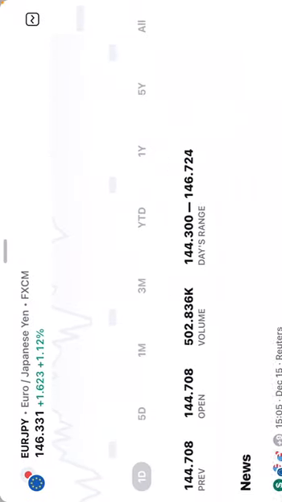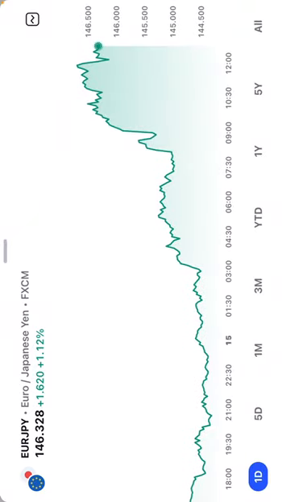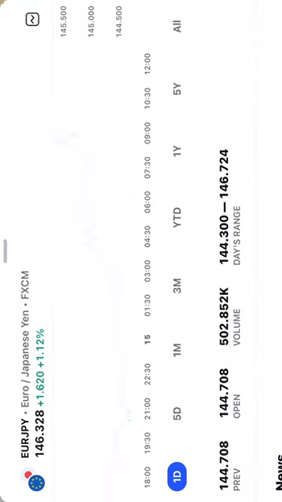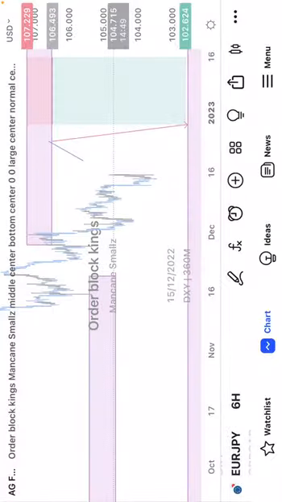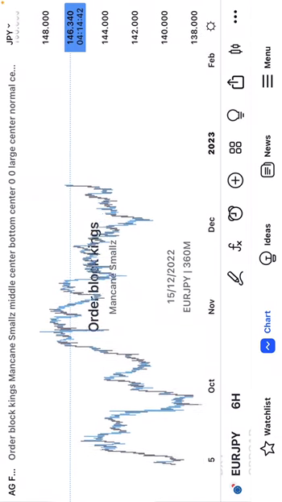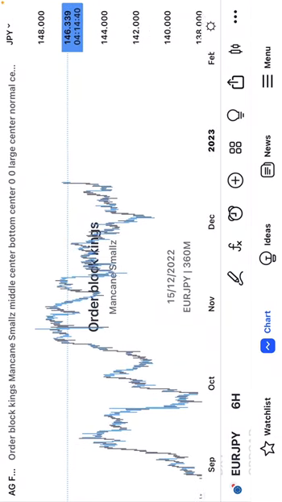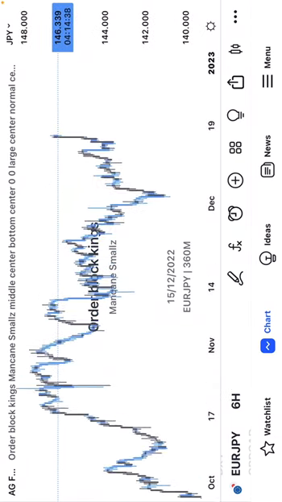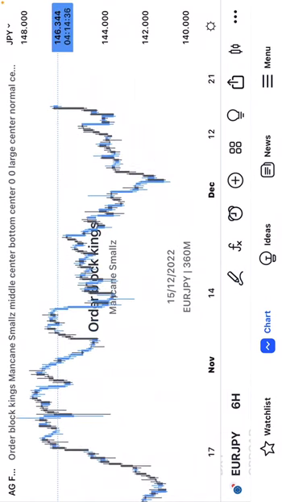Okay, so let's open EURJPY. Let's open EURJPY chart. This is EURJPY chart, guys. This is EURJPY chart 6-hour time frame.